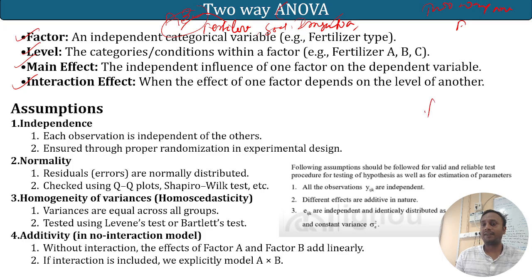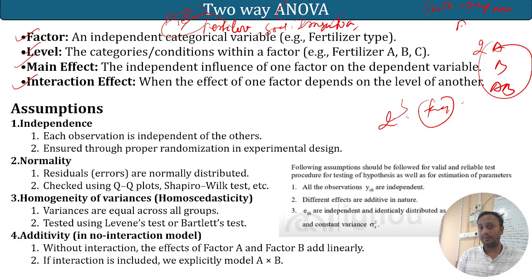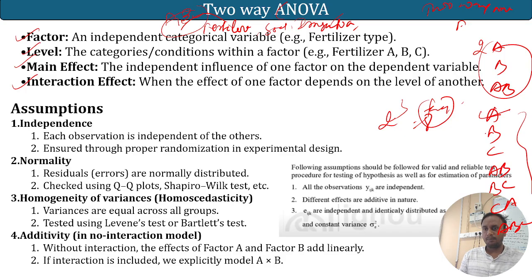Then the main effect is the independent influence of one factor on the dependent variable. Let's say factor A, factor B. Let's say I have two factors, so it will become A, B, AB. If it is 2 to the power 3, it will become 8: A, B, C, AB, BC, CA, ABC. This is called the main factor, and then the interaction effect will be there.